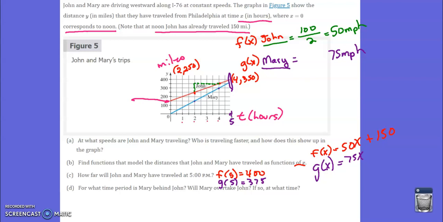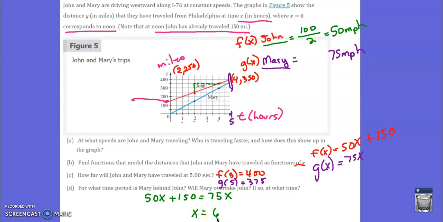So for what time period is Mary behind John? Will Mary overtake John? If so, at what time? And then lastly, it says, for what time period is Mary behind John? So what we need to find is when eventually they're going to meet up with each other. Mary started off behind John and was traveling for a certain amount of time. We want to find out when Mary will actually end up catching him. And so we're going to find out when they're equal to one another. So we're just going to take those two equations and set them equal to each other, because we want to find out when they will be equal. And once you do this, you're going to end up getting x equals 6.